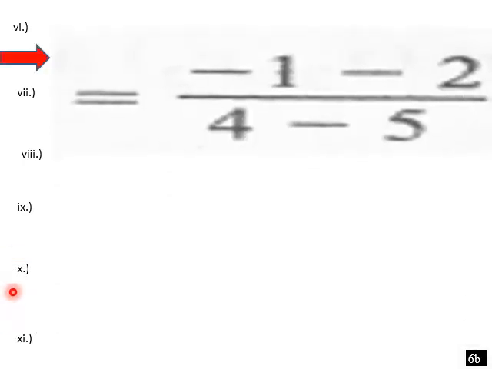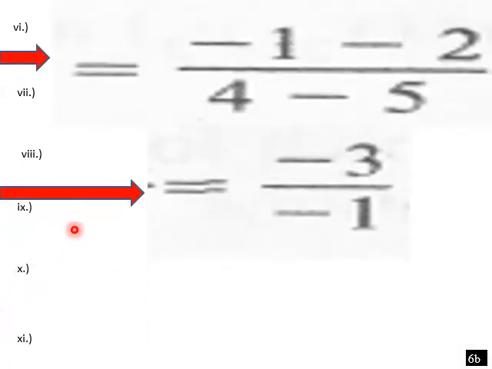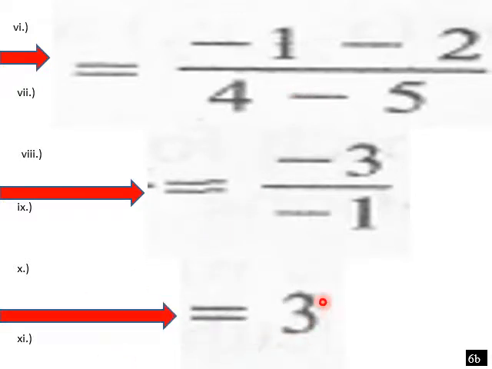So what do we do with that? Well, there's our plug-ins there. Negative 1 minus 2 over 4 minus 5. We get negative 3 over negative 1. So that becomes 3. We have a slope here of 3.